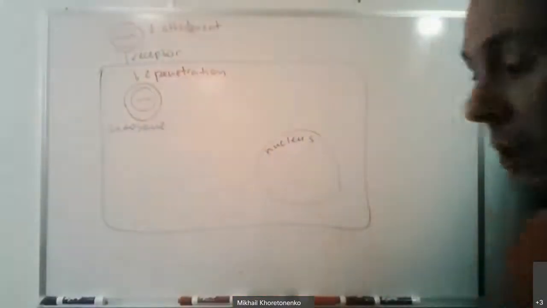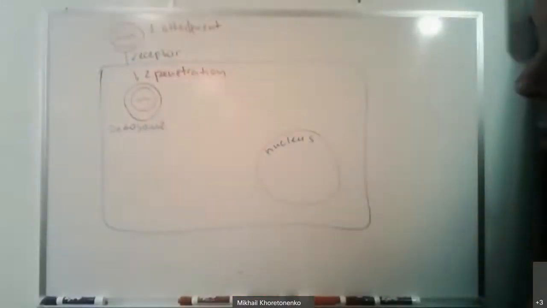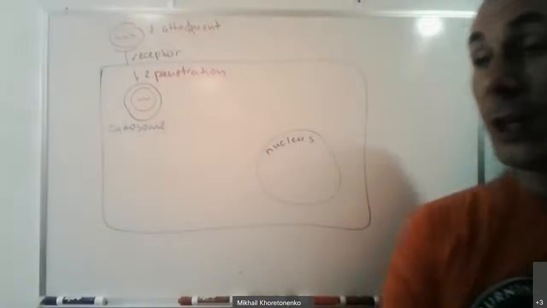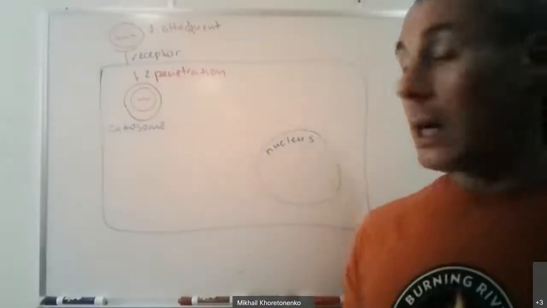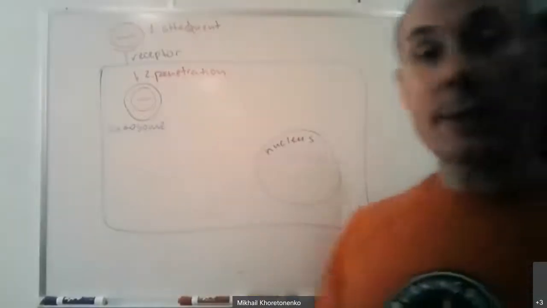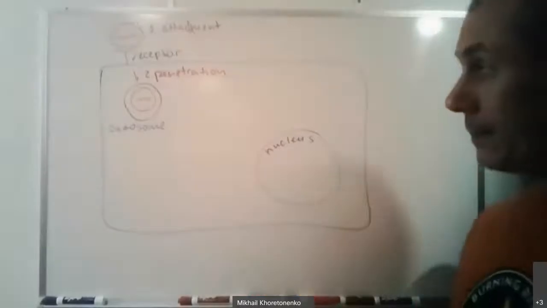You see the difference between the animal virus and bacteriophage. In the case of bacteriophage, the capsid doesn't get into the cell. In the case of an animal virus, it does.